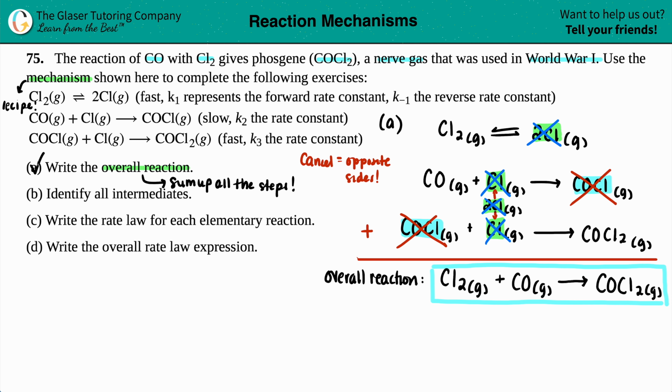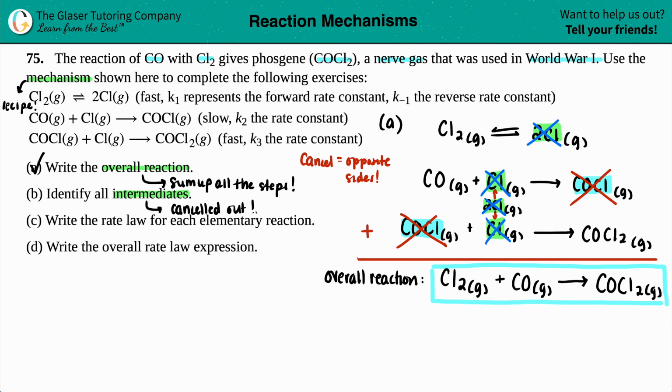Letter A is done. 1 out of the 4. Now we're going to move on to B. Identify all intermediates. Okay. Now it's great that we did the first step because really by canceling out stuff that's in your individual steps for the whole mechanism, you will be able to determine who your intermediates are. Now your intermediates, just remember, is always going to be the ones that are canceled out.